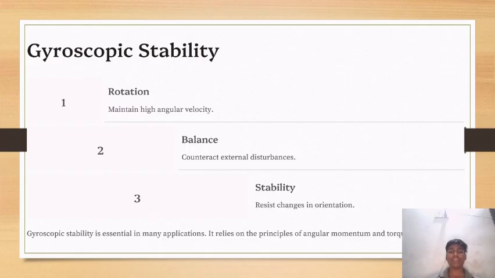Gyroscope stability is essential in many applications. It relies on the principle of angular momentum and torque.